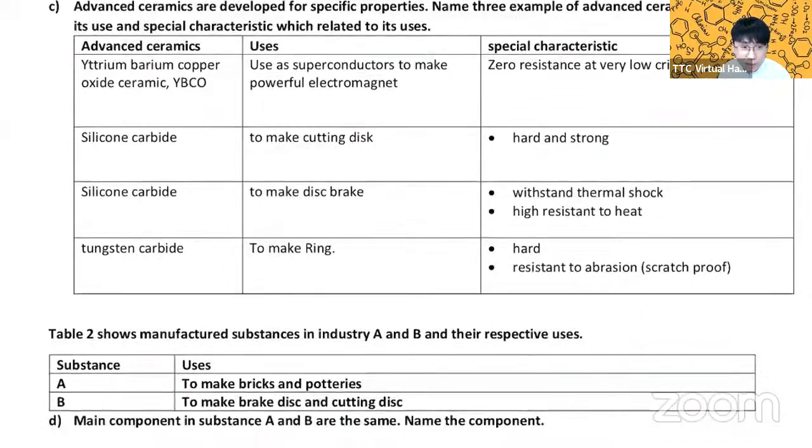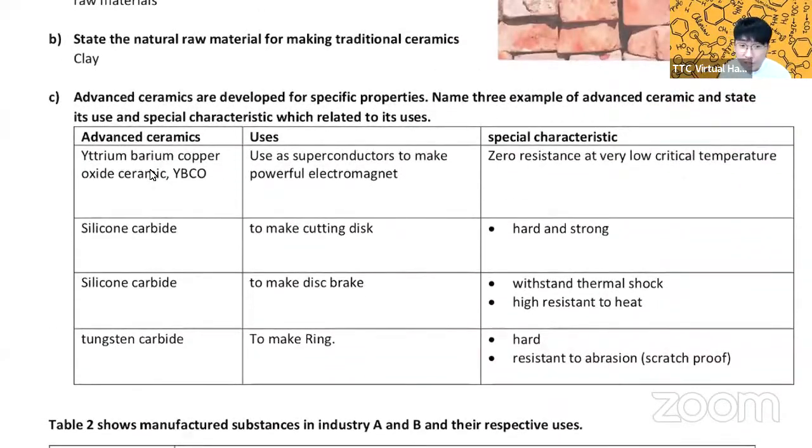So guys, are you done writing all this stuff? As I said, there is a very, very low chance of this coming out in SPM. But just in case, if it does come out, at least you have some memory about silicon carbide, tungsten carbide and so on. Okay? So make sure you know about this.